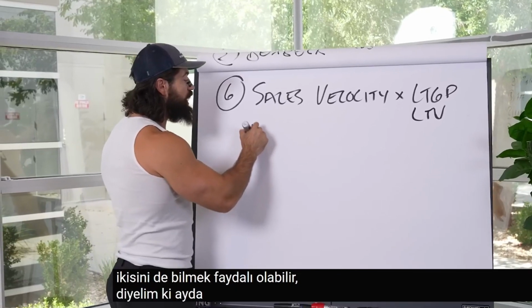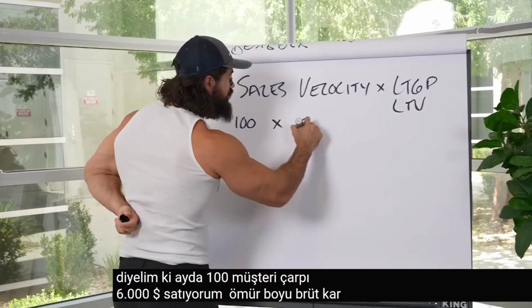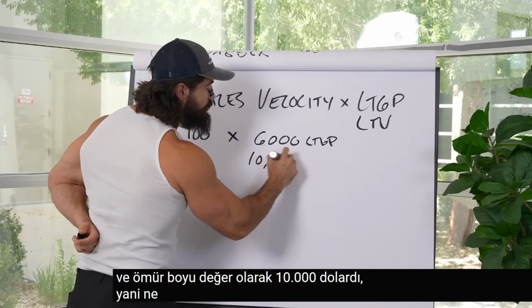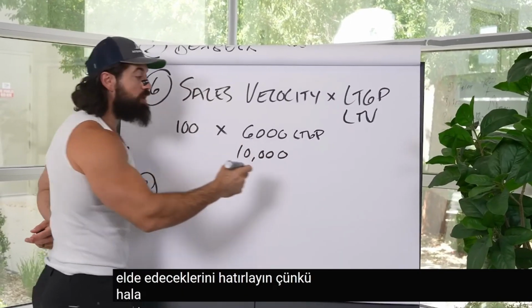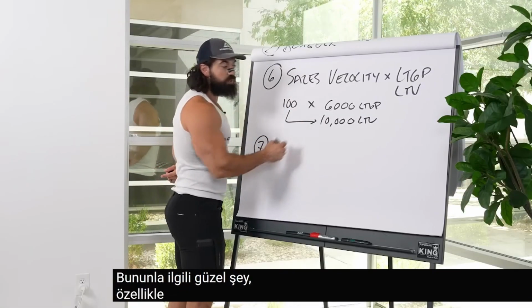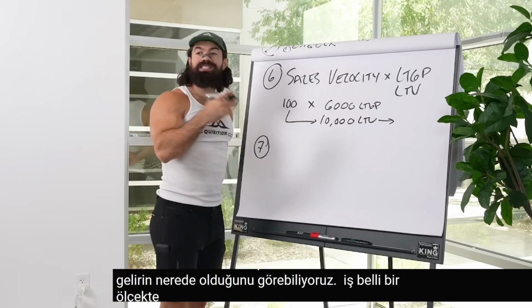Let's say that I sell 100 customers a month times $6,000 in lifetime gross profit, and it was $10,000 in lifetime value, which is how much revenue they're going to generate. Remember, we still had all the costs associated. The nice thing with this is that we can see, especially with this one, where the revenue of the business is going to be at scale.